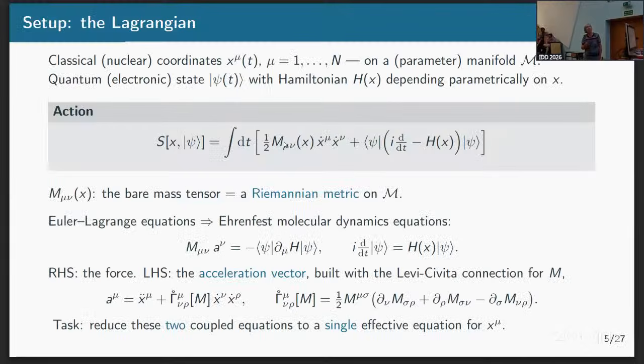Note, I just want to say here, there are two ways of doing this. You can expand slowly, slow varying the equation for the electrons, and just try to get an effective equation of motion without the action. Or you can do it in the action.